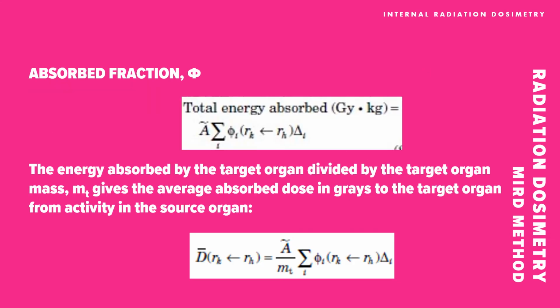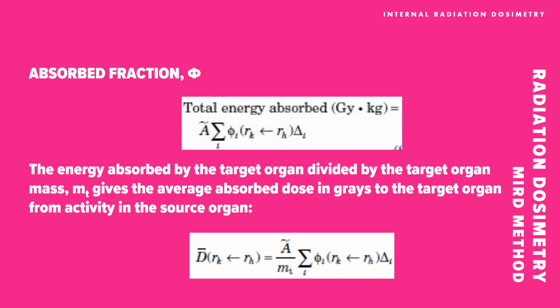Okay, let's go into the details of the equation. If you're talking about the total energy absorbed, the SI unit is gray kilogram. This is how you use the symbol: the cumulative activity times the total energy absorbed, so you have epsilon, the total of n times delta. Delta is the equilibrium absorbed dose constant.